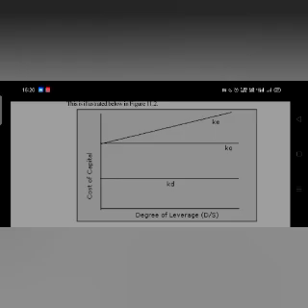You can see the figure here, and the graph represents that the x-axis represents the degree of leverage D upon S, and the y-axis represents the cost of capital. So it's something like K, K0 and Kd.